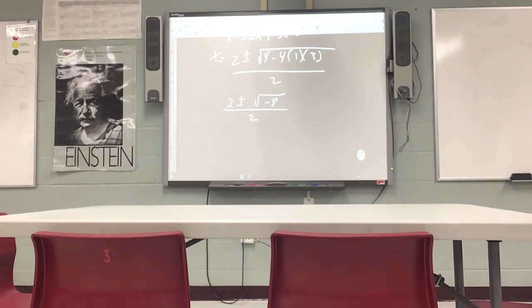8's not a perfect square, but there is a perfect square that'll go evenly into it. 4. Negative 1 times 4 times 2. So the square root of negative 1 brings an i out. Square root of 4 brings a 2 out. And then that 2 will stay in. And again, now you can reduce everything outside. So 2 divided by 2, that'll make 1. Plus or minus 1i, square root of 2. I was wondering where the 2 came from. But that was 2 divided by 2. Yeah, I see what you're saying now. There we go.